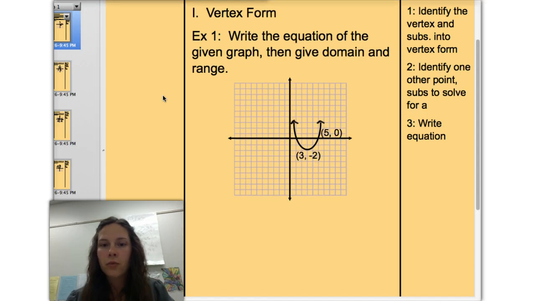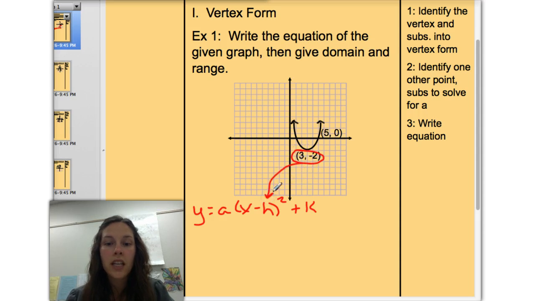So I'm going to start by writing the generic equation of vertex form. So we get y = a(x − h)² + k. So we substitute the vertex in for h, k. For our graph, our vertex is (3, −2). So the 3 is going in for h. Remember, it's going into the parentheses, so it will look negative when we put it in the equation. The −2 stays outside the parentheses, so it stays as a negative 2.